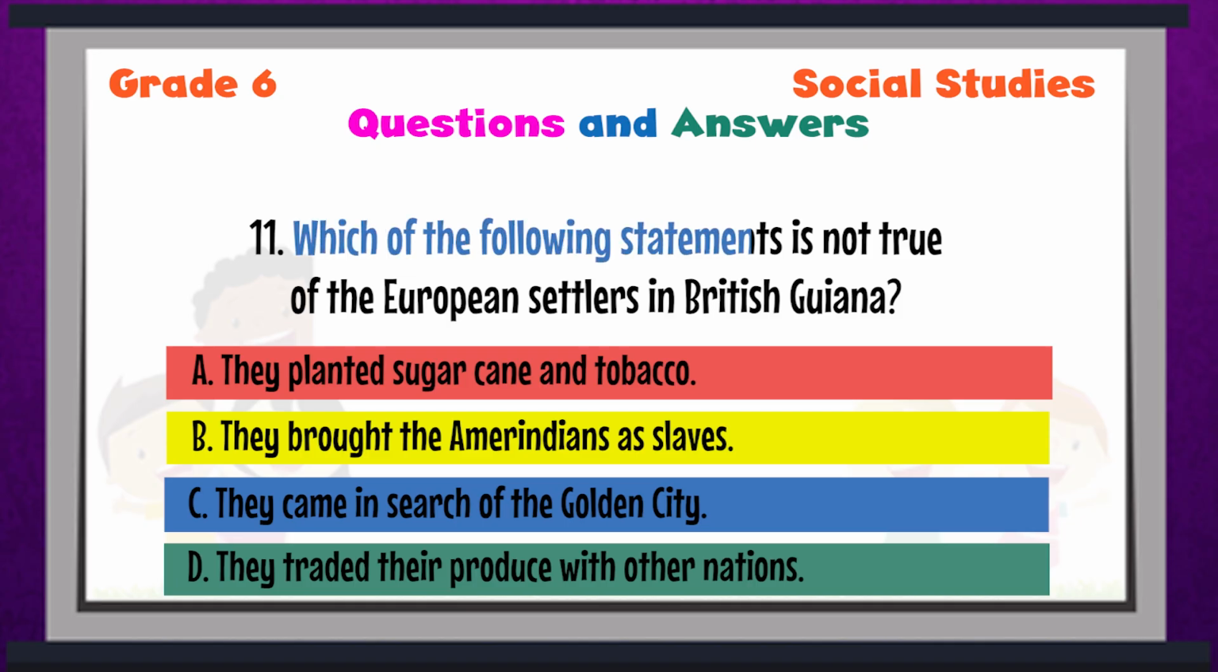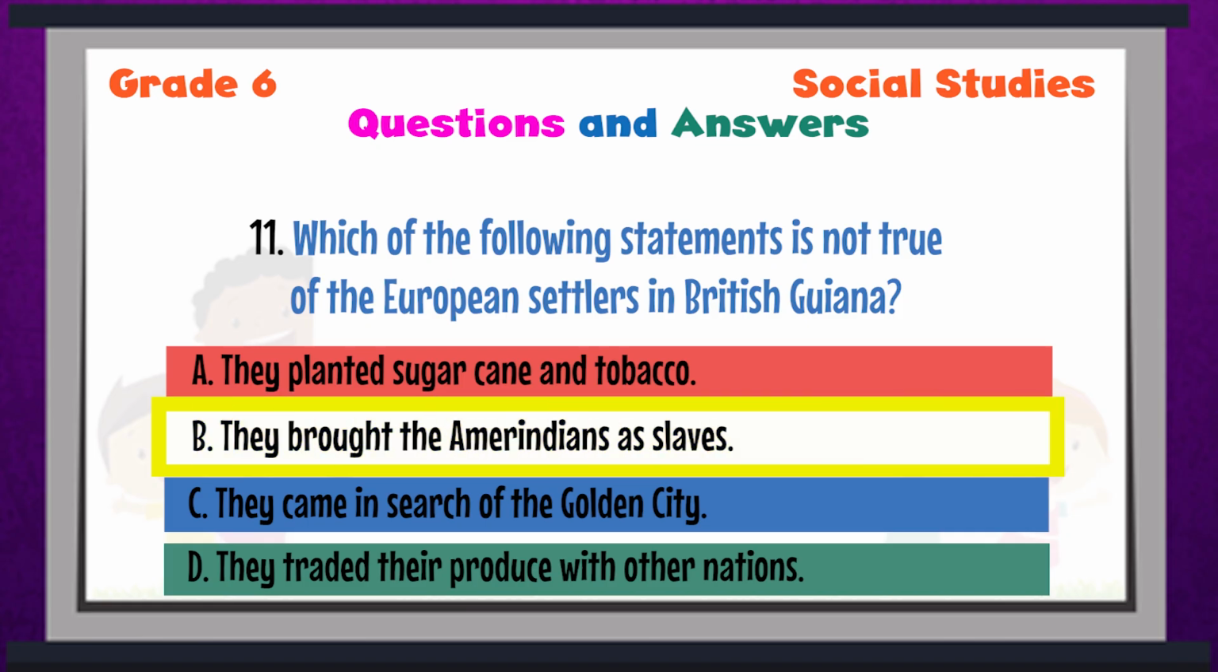Which of the following statements is not true of the European settlers in British Guyana? A, they planted sugarcane and tobacco. B, they brought the Amerindians as slaves. C, they came in search of the Golden City. Or D, they traded their produce with other nations. The answer to question 11 is B. They brought the Amerindians as slaves.